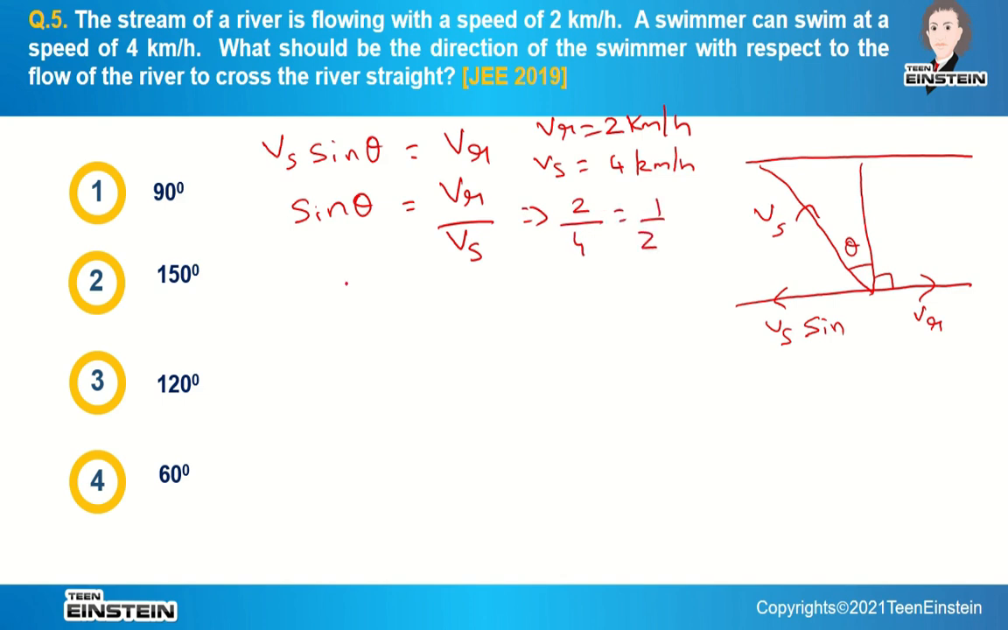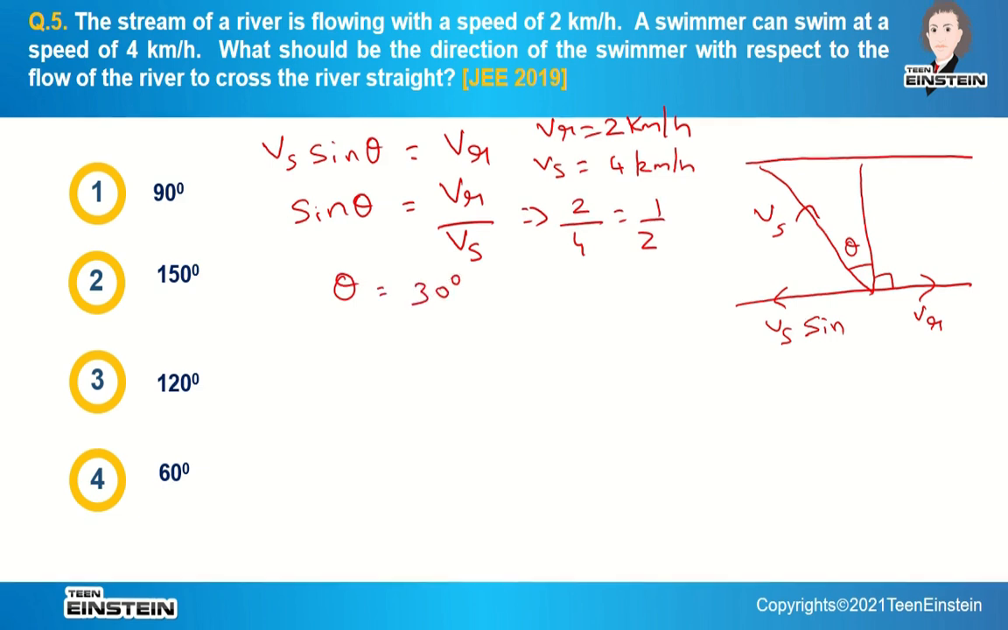So here if you solve this, sine inverse of 1 by 2, theta is 30 degrees. So the direction of the swimmer with respect to the flow should be equal to 90 degrees plus 30 degrees. So this will become 120 degrees. So the correct option is option 3. Okay.